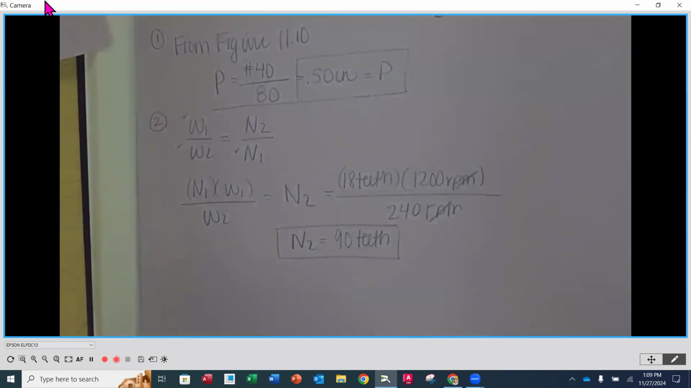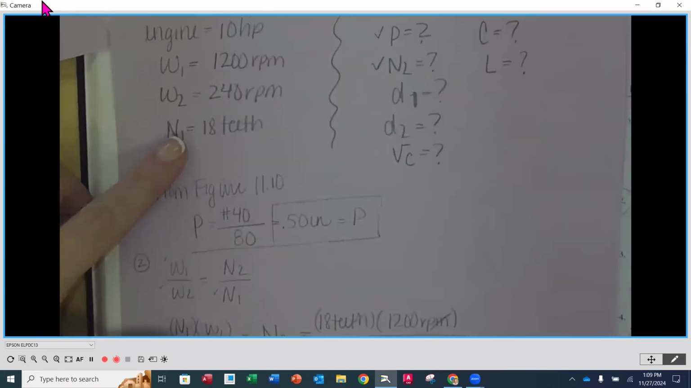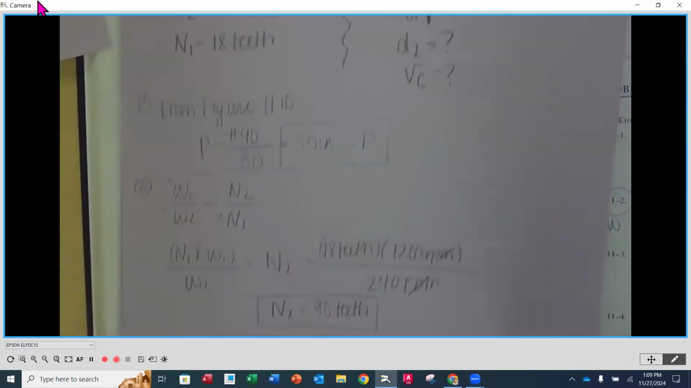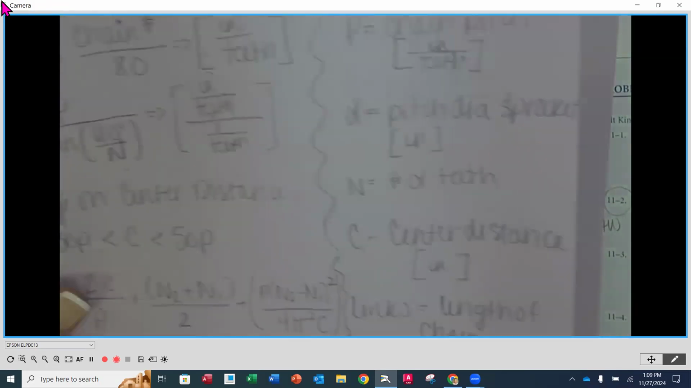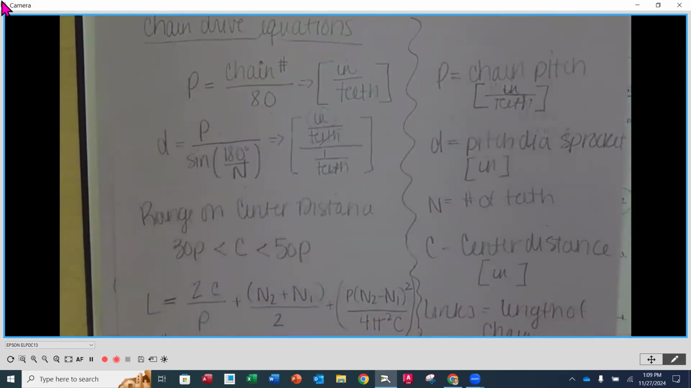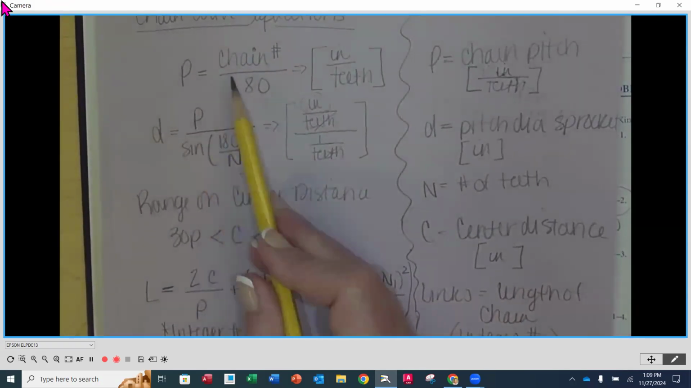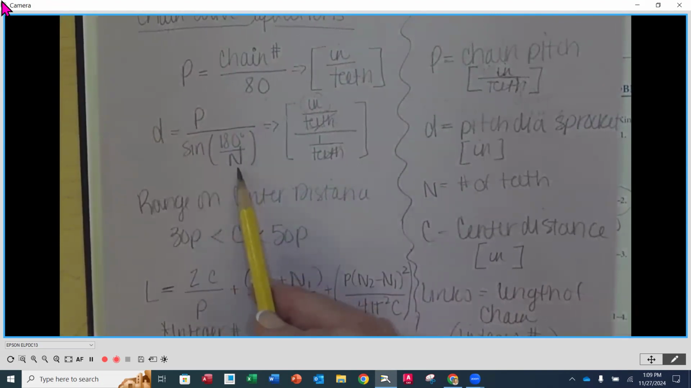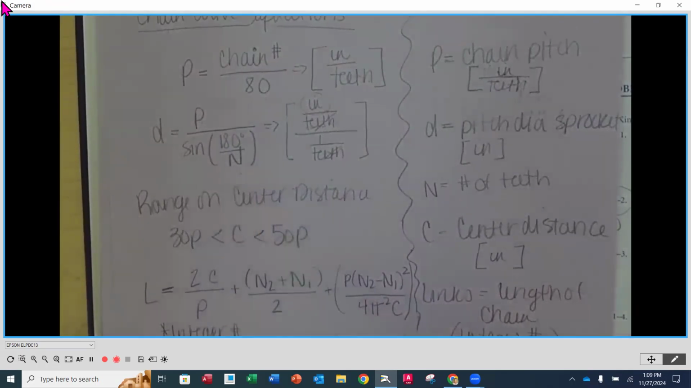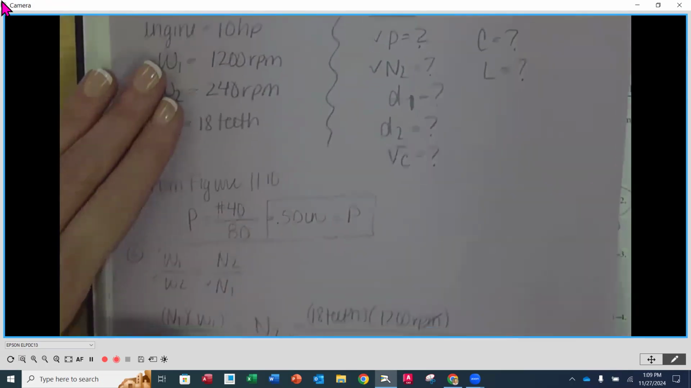Now that we know the number of teeth on both our driver and our driven, we know our number of teeth on our input off of the engine, and now we've just calculated this one. We can find both of these pitch diameters, right? So if we go back to our equation sheet, pitch diameter is going to be equal to the pitch from above, divided by sine of 180 degrees divided by the number of teeth, okay? So we are going to use that information that we have.